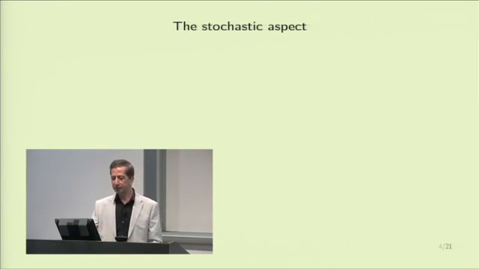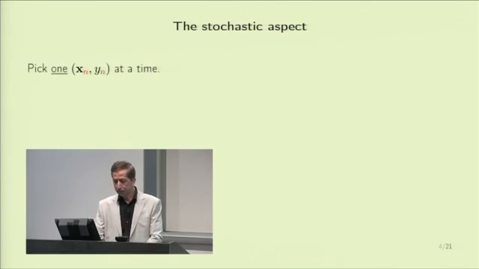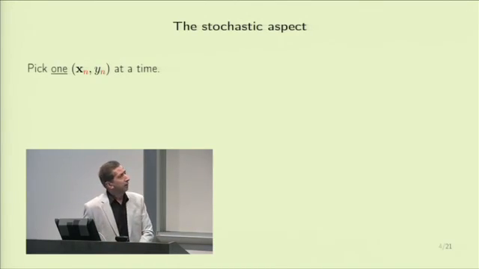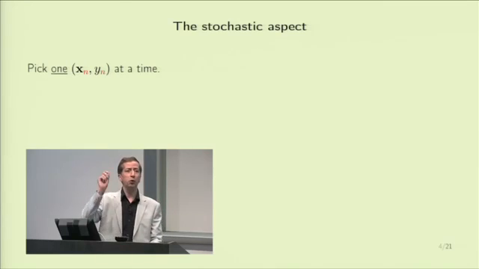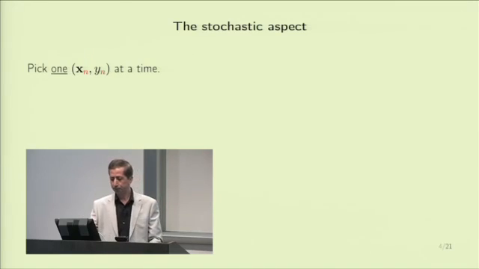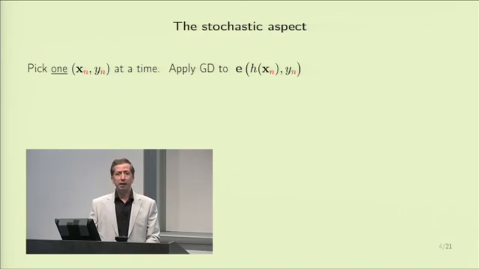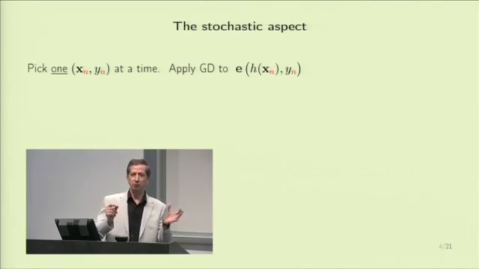So the stochastic aspect is as follows. You pick one example at a time. Think of it as you pick it at random. You have capital N examples. Each of them is equiprobable to be picked. So you pick one of them at random. Now, you apply gradient descent not to the in-sample error for all the examples, but the in-sample error on that point. That looks like a very meager thing to do because the other examples are not involved at all.